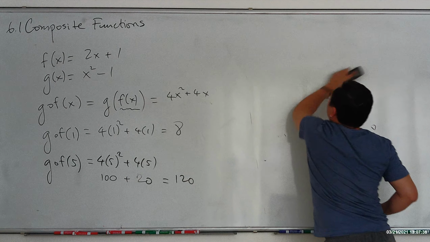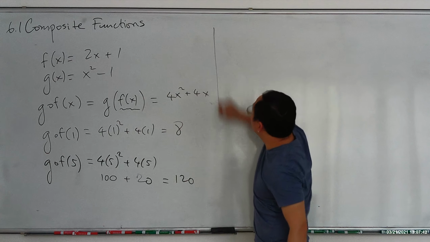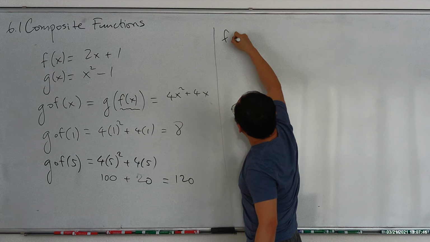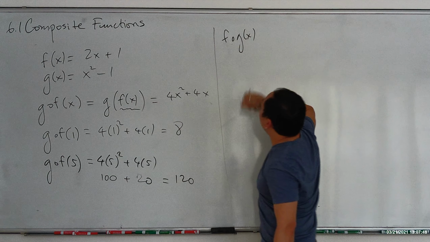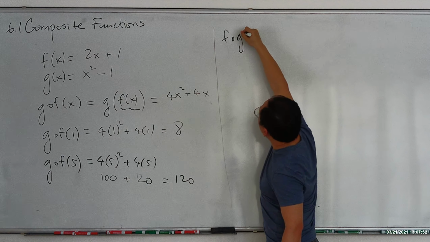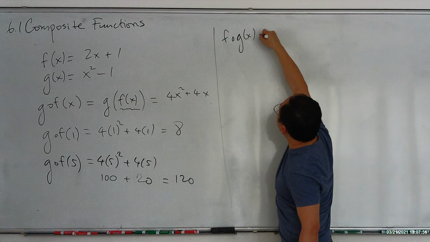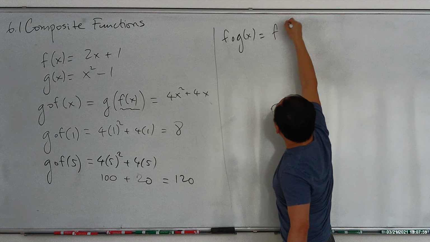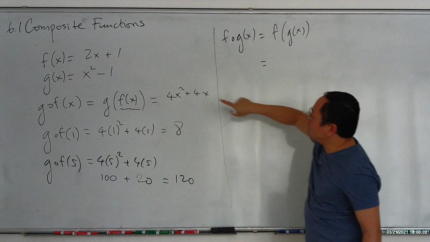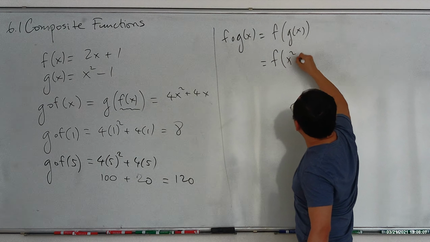Then we can calculate something like, say, g of f. How about f of g of x? Now we have the input x. We plug into g, okay? And then we use the entire function g as the input for f. This, by definition, is f and then g of x, right? And then g of x is what? X squared minus 1. So this is f of x squared minus 1.